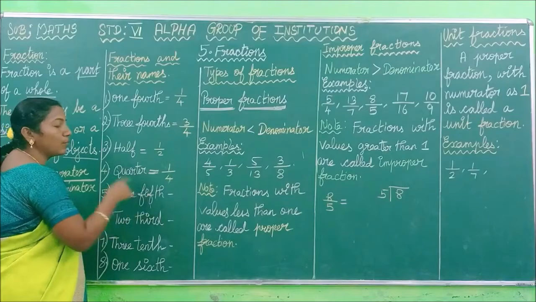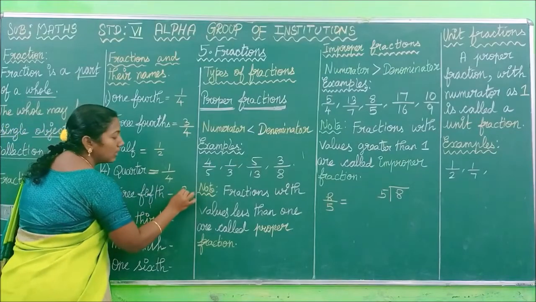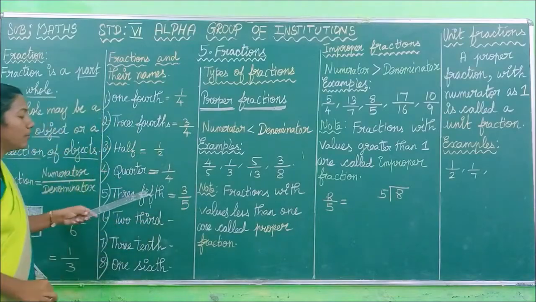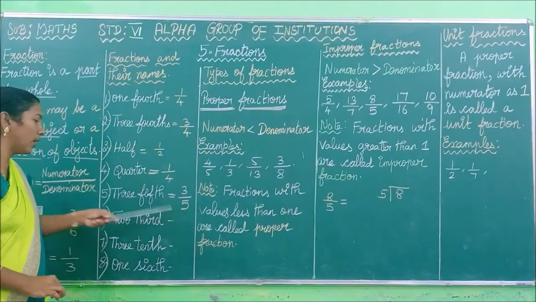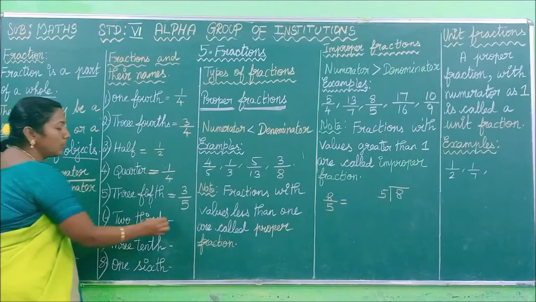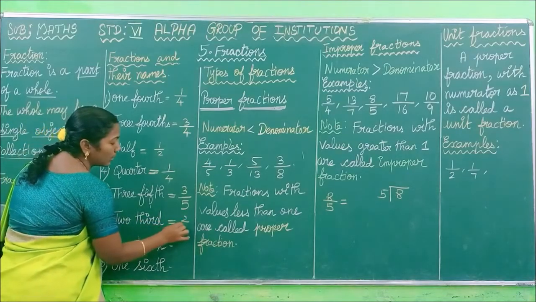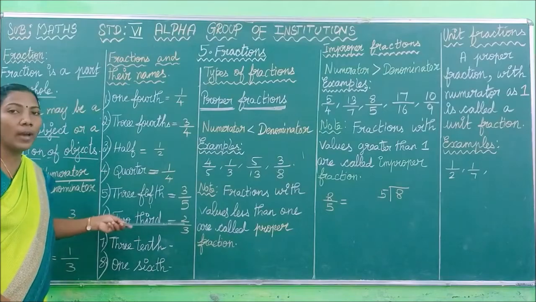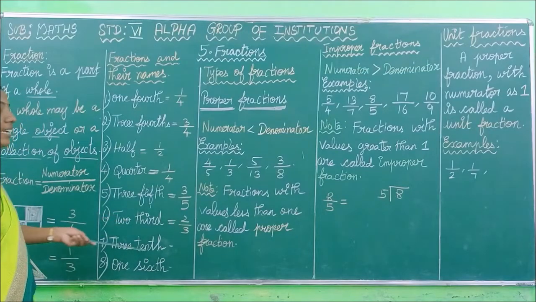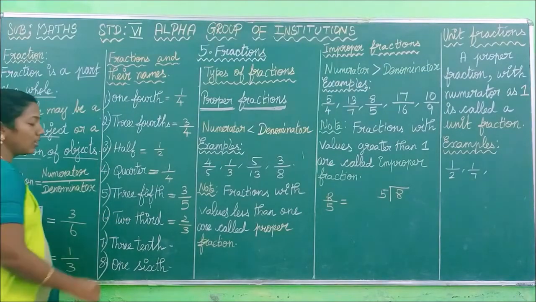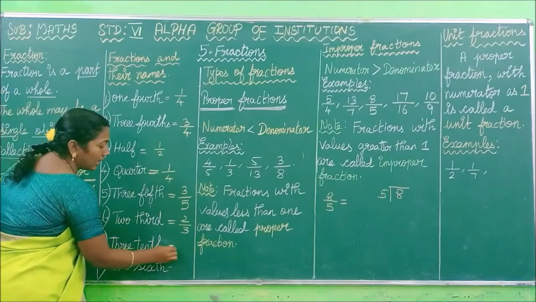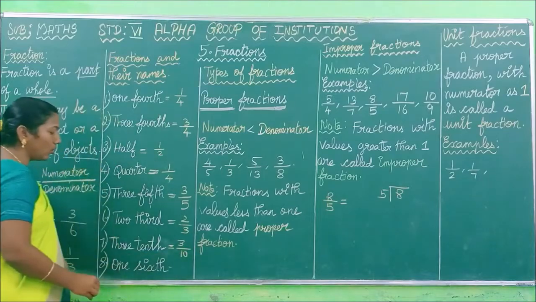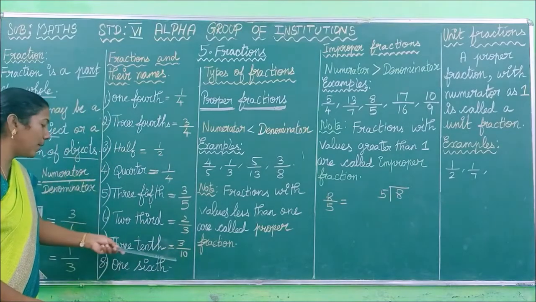Okay. 3/5. What is 3/5? 3/5 means 3 by 5. Similarly 2/3. What is 2/3? 2 comes as the numerator and 3 comes as the denominator. So 2/3 means 2 by 3. Similarly 3/10. What is it? 3 comes as the numerator and 10 comes as the denominator. So 3/10 means 3 by 10.